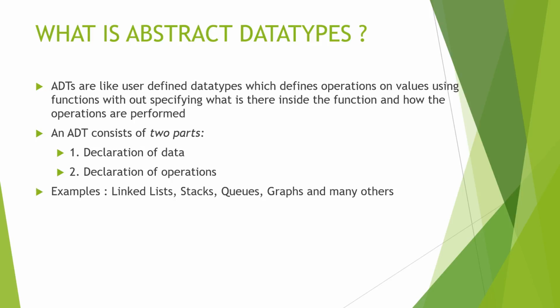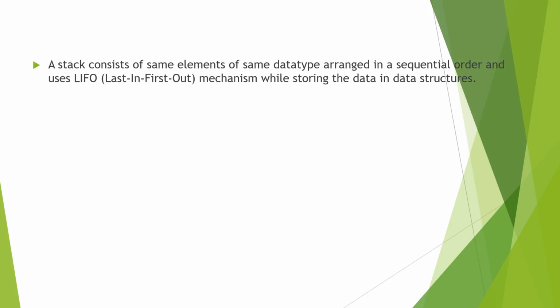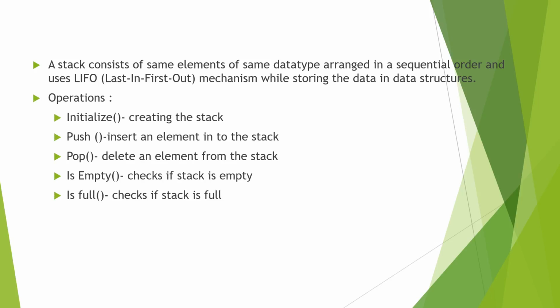Commonly used ADTs include linked list, stacks, queues, graphs and many others. For example, a stack uses a last in first out mechanism while storing the data. The last element inserted into the stack is the first element that gets deleted. Common operations of a stack ADT are creating the stack by the initialize function, inserting an element into the stack by the push function, deleting an element from the stack by the pop function, and also we can check whether the stack is empty or not by the isEmpty function. And if we want to check whether the stack is full or not, we can use the isFull function. We can also write some operations for finding the number of elements in the stack, etc.